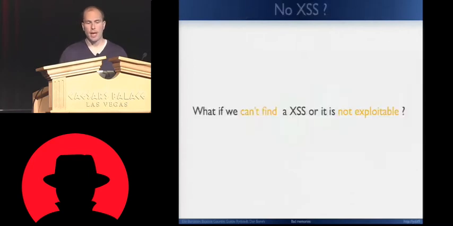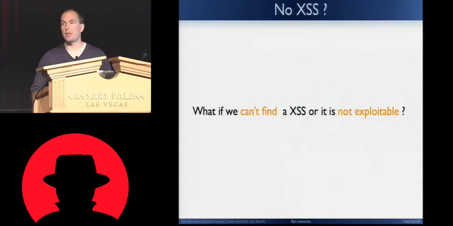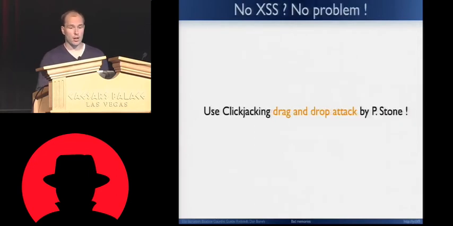So one might ask, okay, sure, but what happens if you don't find any XSS? If you don't have any XSS, you can't do this trick. What about all these routers? That's a legitimate concern. Well, what you can do is use a very recent attack demonstrated by Paul Stone at Black Hat Europe 2010, which is called a drag and drop attack. So you can lure the user into dragging and dropping, and it allows you to actually copy the data from one origin to another.